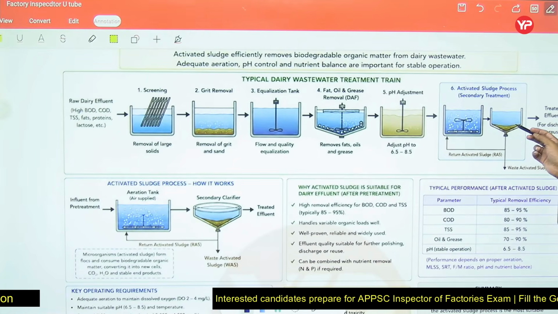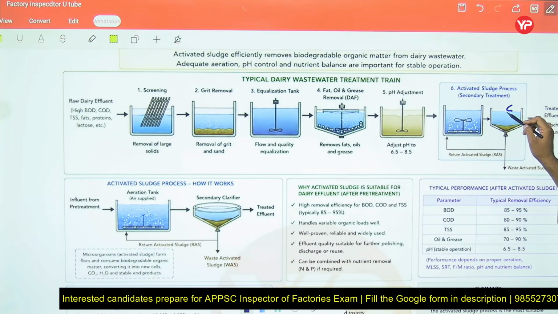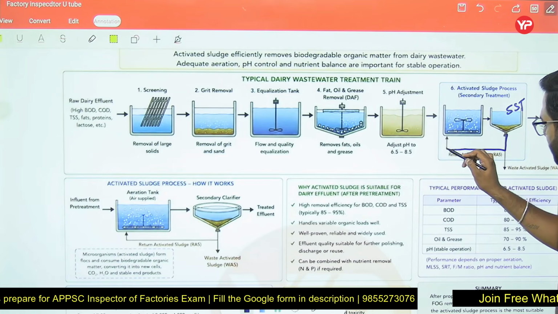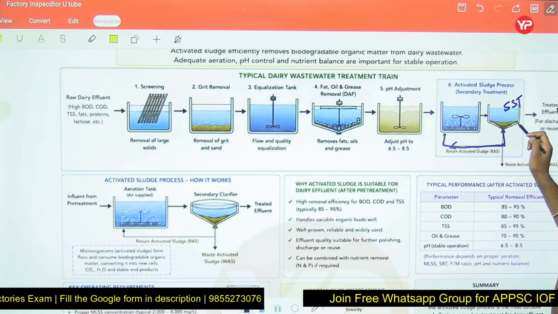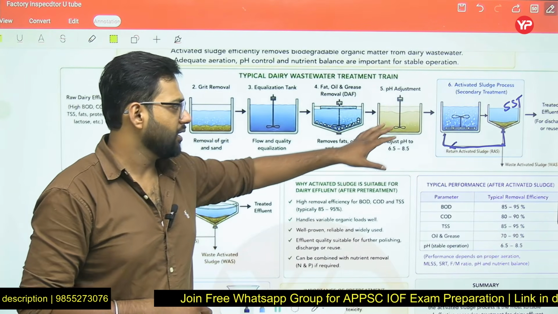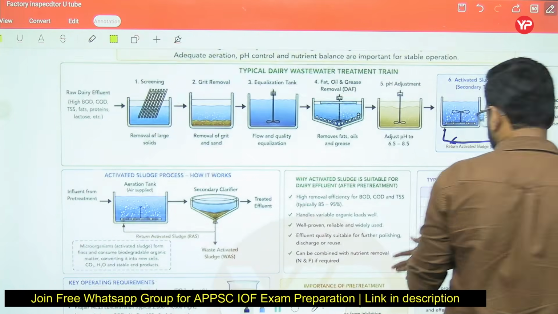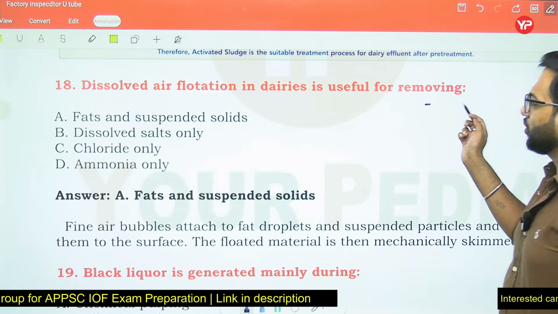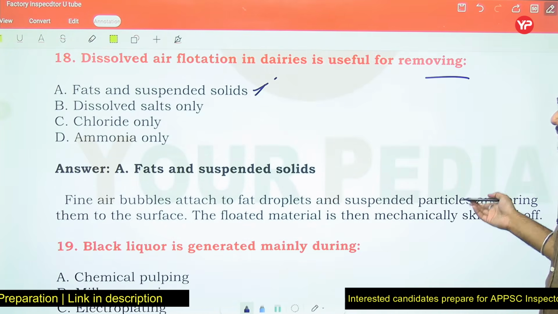We will go for this activated sludge treatment process, and we know that in this process we have formed the SST for the settlement of the biomass, and this biomass is again recirculated to the tank. We have discussed in the classes that the sludge from this SST is recirculated at the head of the aeration tank. Why do we say aeration tank? Because oxygen is continuously supplied by us in this tank. Dissolved air flotation in dairies is useful for removing oil and grease particles. Dissolved air flotation is generally used for the removal of these particles.